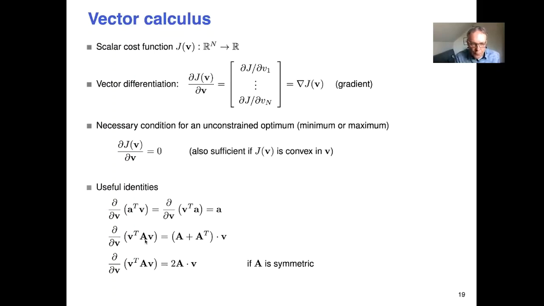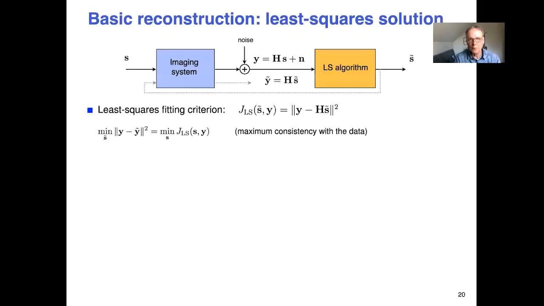If you have a quadratic form with a matrix A, and you differentiate with respect to v, you get this. And this one is very useful. If A, for example, is a symmetric matrix and you take the derivative with respect to v, you get this. This is like optimization of quadratic forms. Okay, so, very basic reconstruction.